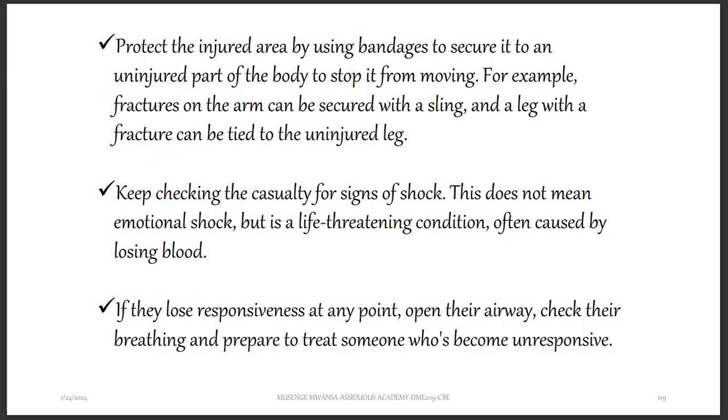Protect the injured area by using bandages to secure it to an uninjured part of the body to stop it from moving. For example, fractures on the arm can be secured with a sling, and a leg with a fracture can be tied to the uninjured leg. So you tie the legs together so that there will be no unnecessary movements.